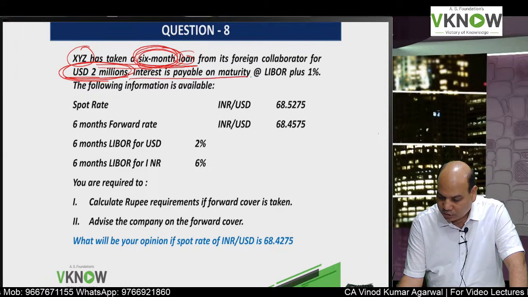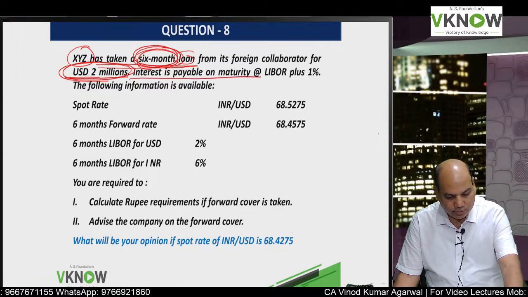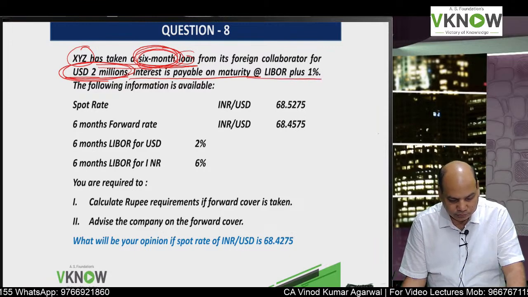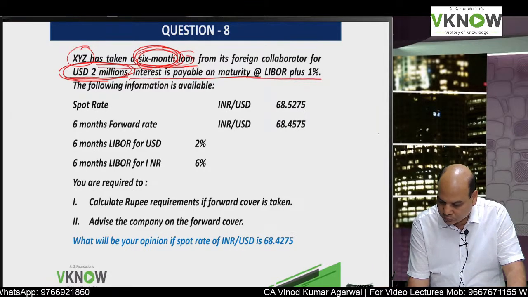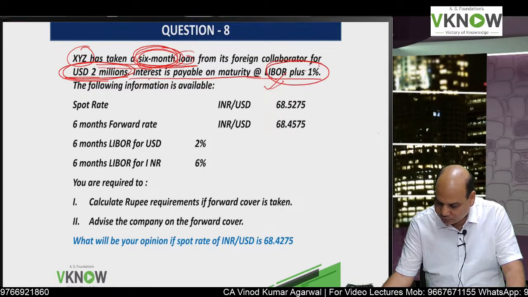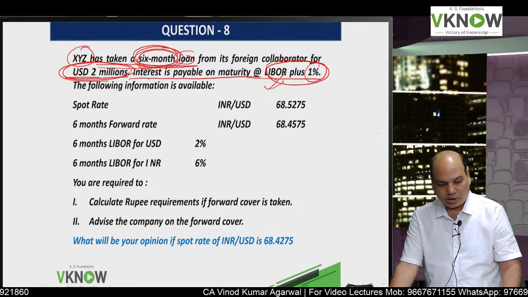Interest is payable on maturity at LIBOR plus 1%. Interest is payable at LIBOR plus 1%. So whatever is the LIBOR rate, 1% premium will be paid.